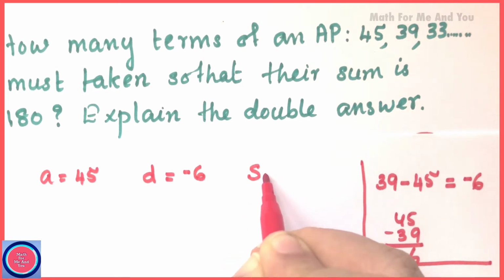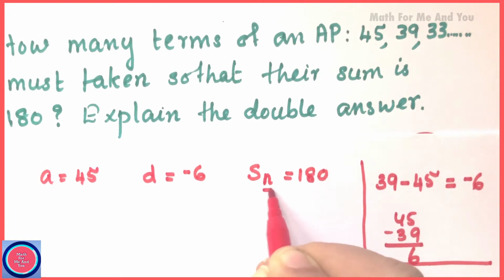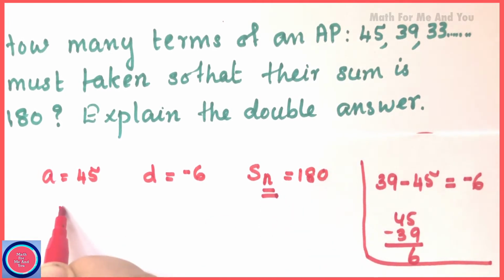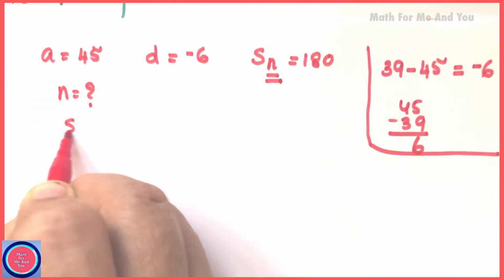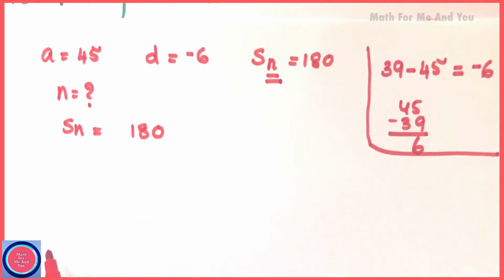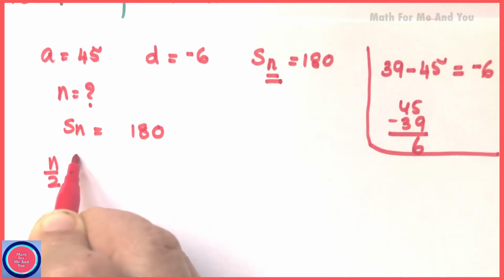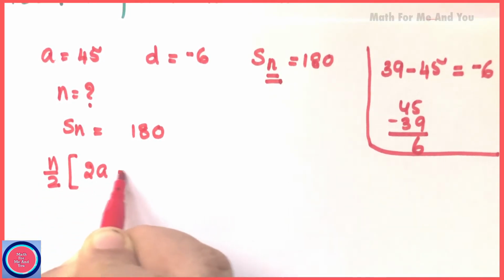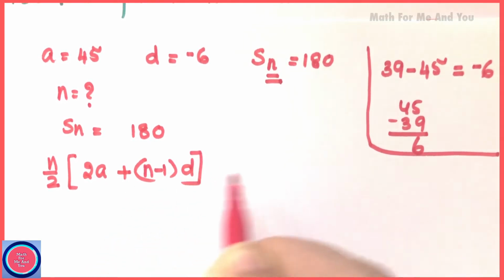Now what do we need to find? We need to find at what value of n we get the sum 180. We need to calculate n. N equals what number? Okay, we can start with the formula Sn, then replace the values for A and D so that we can find n. Sn equals 180, it is given in the question. What is the formula? N over 2 times 2A plus n minus 1 into D is equal to 180.